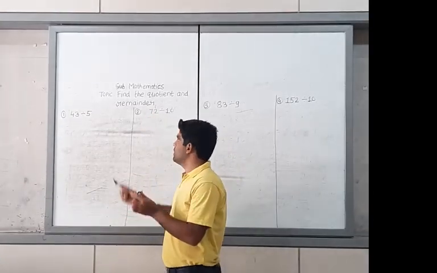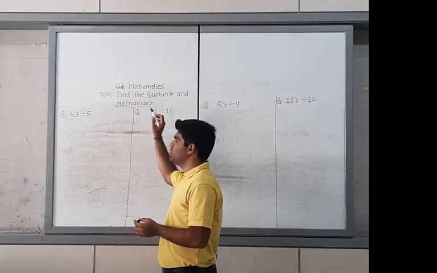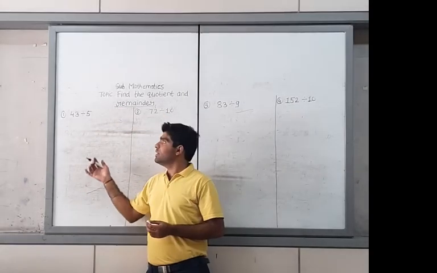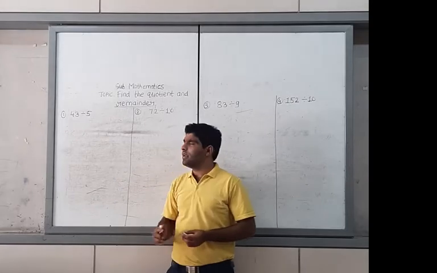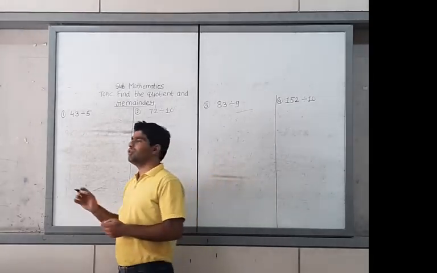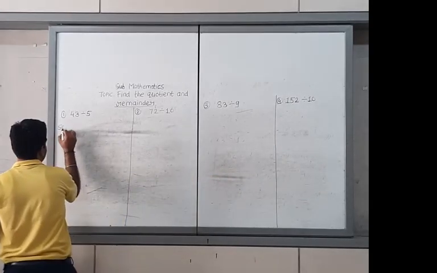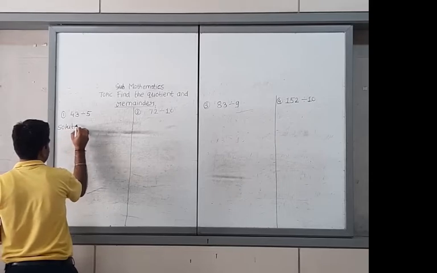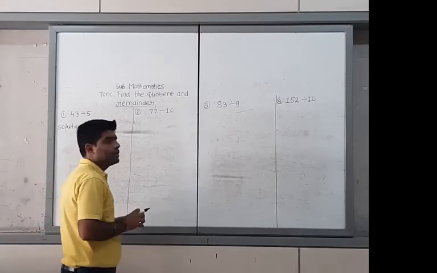First of all, what is the meaning of the remainder? It means the number left after a division. Now we have to solve it. The solution of the first example is what? Solution. Now listen here.